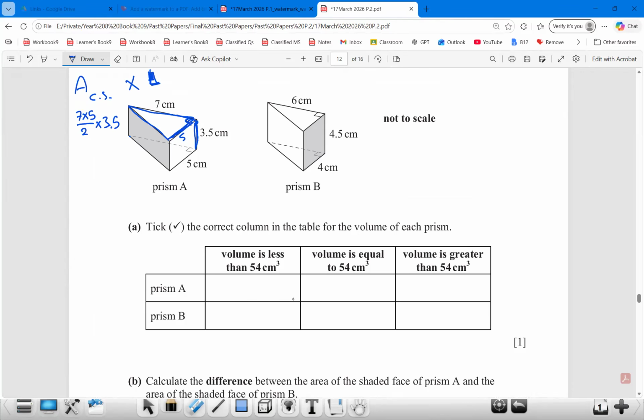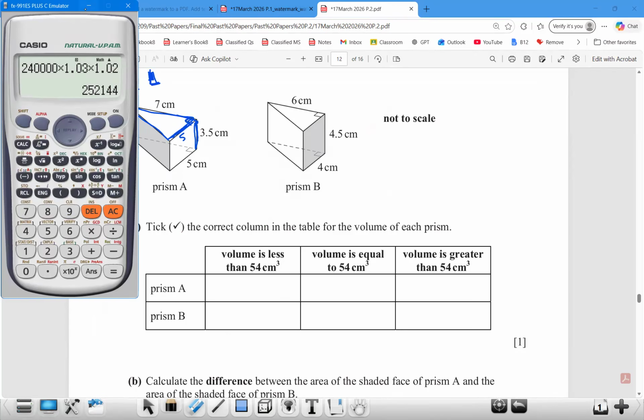Let's do this on the calculator. Area of cross section 7 times 5 divided by 2, got the area of the triangle, times length, which is 3.5, is going to give you the volume of this shape. Let's do it.